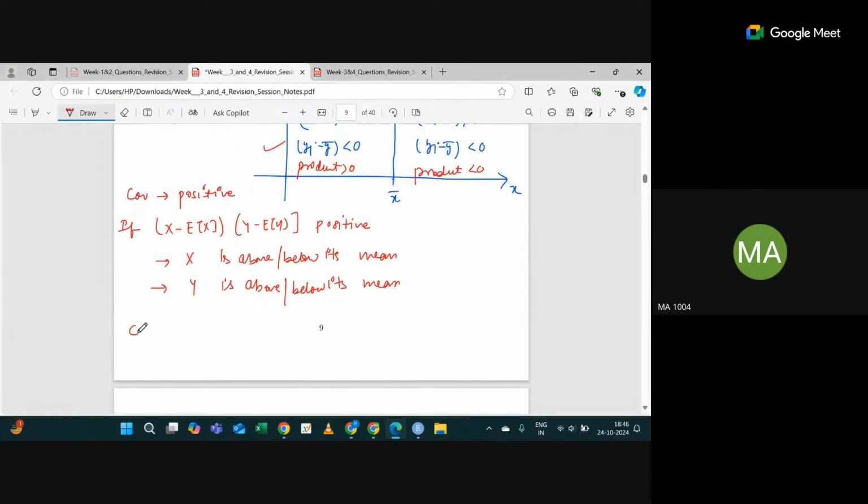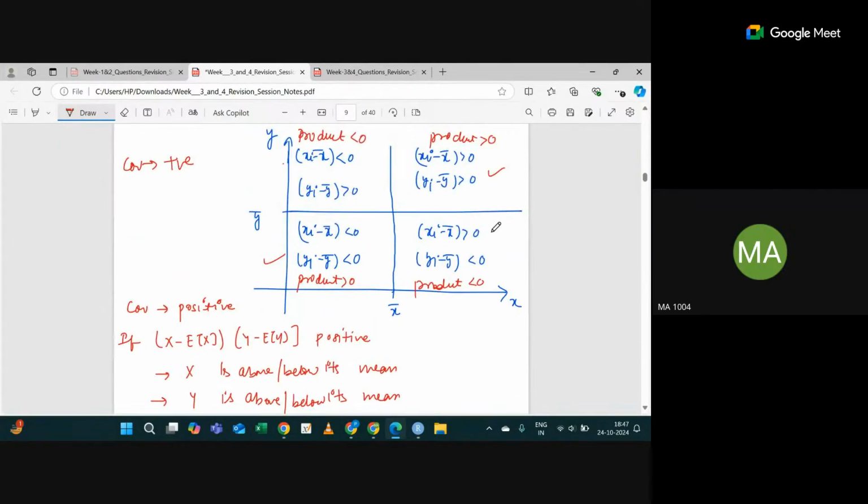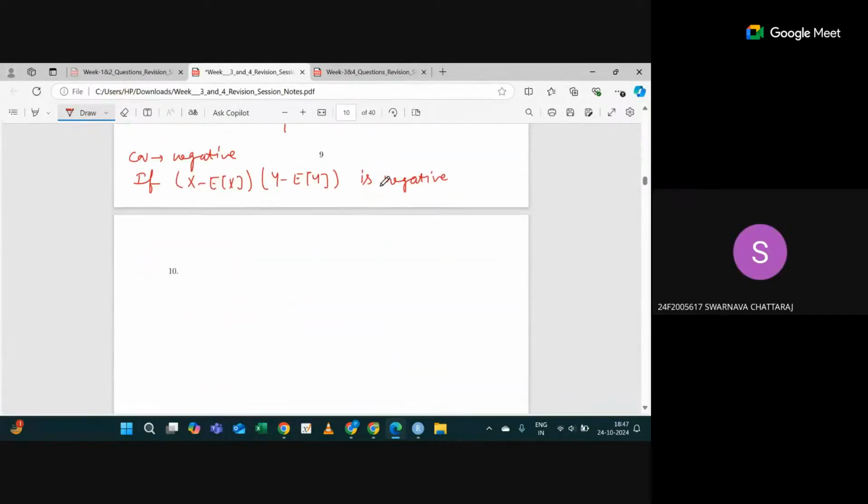Got it? And when covariance will be negative, the value of covariance will be negative if x minus expectation of x into y minus expectation of y, means product of these two, is negative. When it will be negative, you can check from here. When x is above its average and y is below its average, or x is below its average and y is above its average. Clear? Yes, sir.